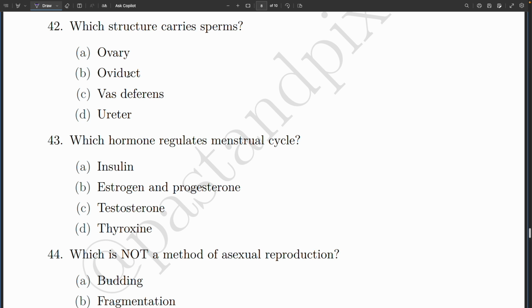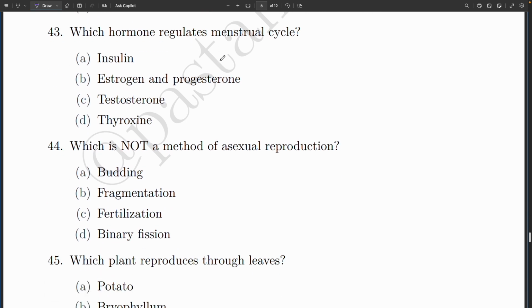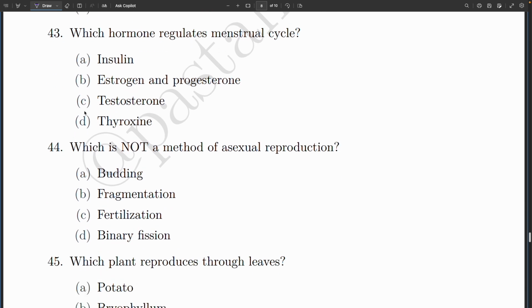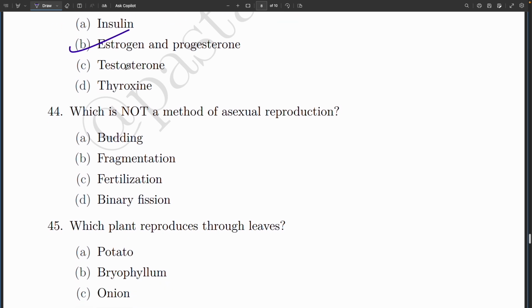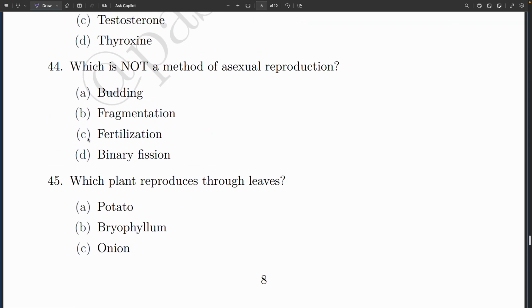Which structure carries sperm? So your vas deferens carries sperms, and this vas deferens is cut and tied together to perform the surgery of vasectomy, which prevents the ejaculation of sperms in males. Which hormone regulates the menstrual cycle? Estrogen and progesterone regulate the menstrual cycle in females. Which is not a method of asexual reproduction? Fertilization is not a method of asexual reproduction.